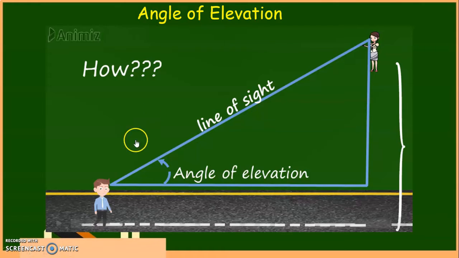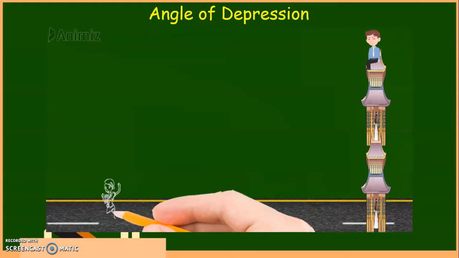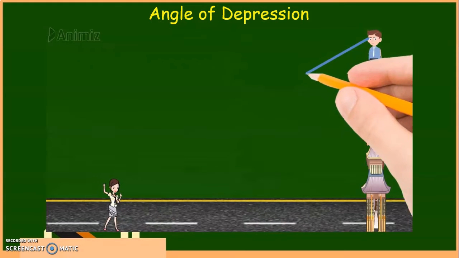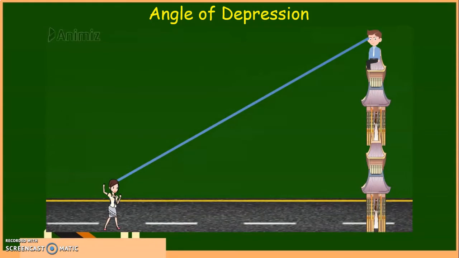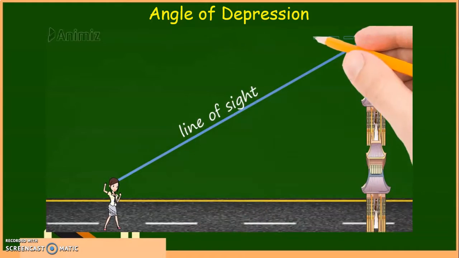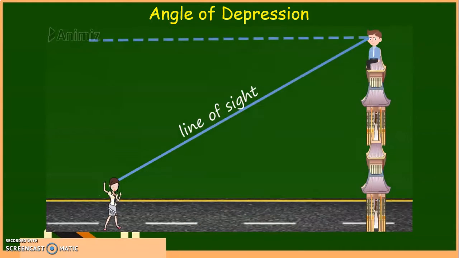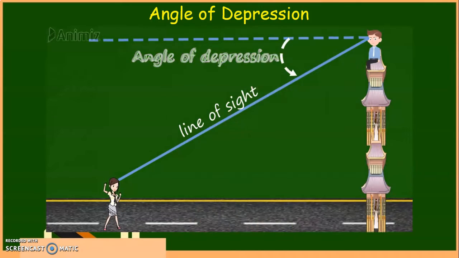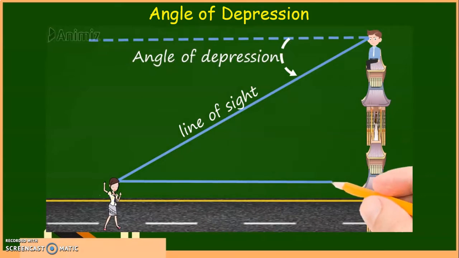And the second definition is the angle of depression. What is the angle of depression? Suppose a boy is sitting on the top of the tower and sees a girl walking on the road. The line joining the boy and the girl is known as the line of sight. If you draw the horizontal line from the boy, the angle made by the horizontal line with the line of sight is known as the angle of depression.